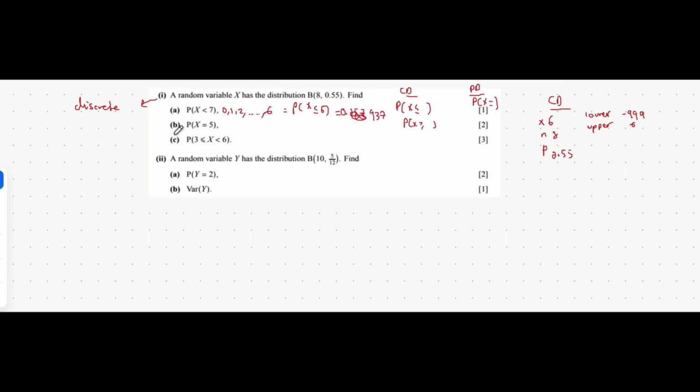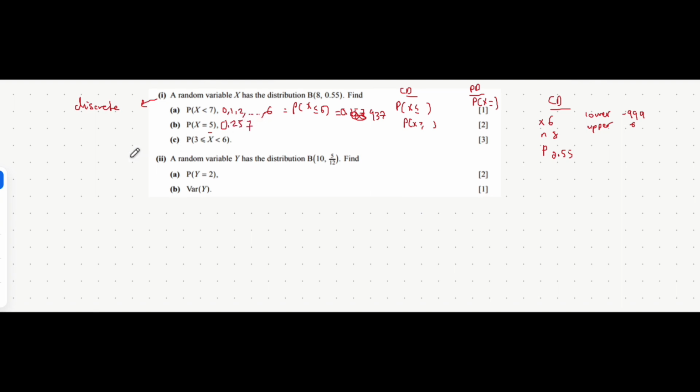Okay, now we're going to use the binomial PD function for part B. Again, I'm going to go to menu, distribution. This time I'm going to use the binomial PD instead of the CD. Again, I'm going to click variable. It gives you three options: x, n, and p. X is what you're making it equal to, in this case 5. N, again, is the sample size of 8. P is the probability of it happening, 0.55. That gives you a value of 0.257, which is the answer to part B.